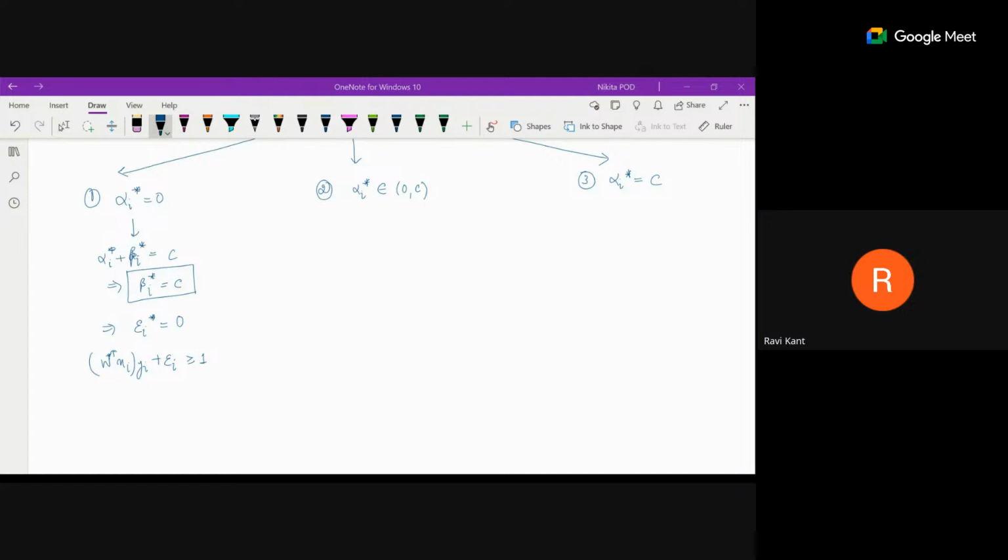Ma'am, can you explain how, from epsilon I equals 0, we concluded this? How we didn't consider epsilon I to be 0. Okay.